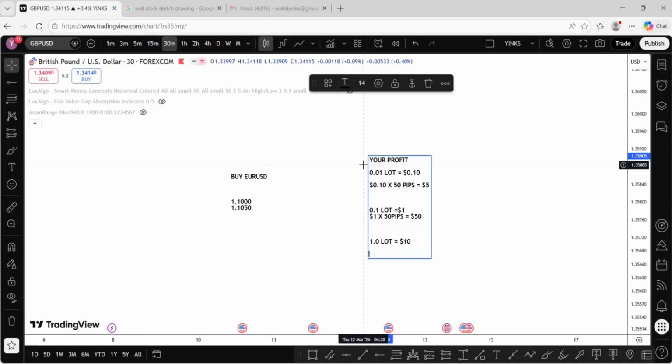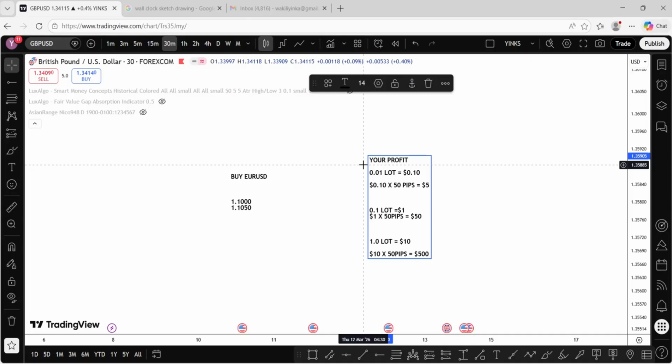$10. Now, how much is this $10 going to give you with a total of 50 pips in your favor? So let's do this. Your $10 times 50 pips in your favor. How much is this? Punch the calculator for me. That means you make how much? I believe you must have done that. Good. $500.